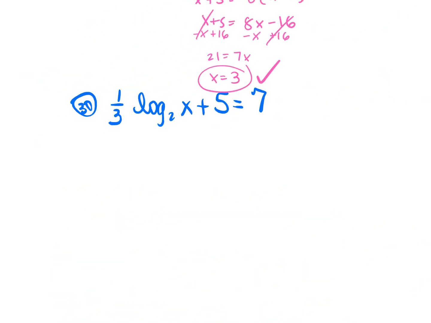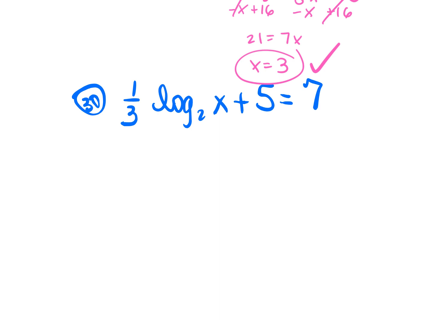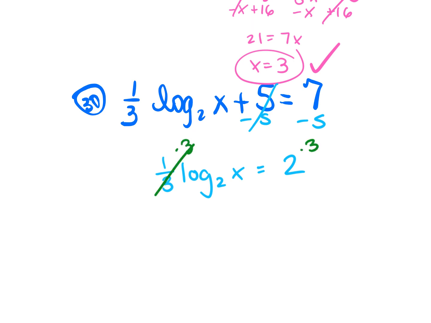Let's look at 30. What should we do first for 30? Awesome. You need to subtract the 5 first before you can multiply. So we have 1/3 log base 2 of x is equal to 2. Now we can multiply by 3 to get rid of the 1/3. So log base 2 of x is equal to 2 times 3, which is 6.